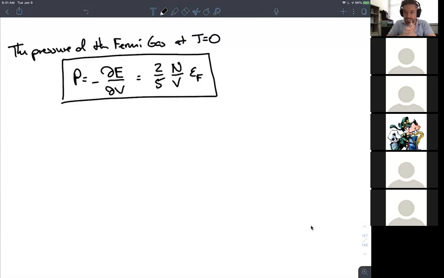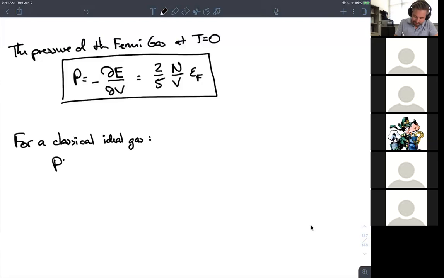Now, think about what that means. Think about the behavior of our classical ideal gas. For a classical ideal gas, we had derived our old buddy, the ideal gas law, PV equals NkT. What the ideal gas law for a classical gas tells you is that at T equals 0, you just plug in T equals 0 here, and you will see that at zero temperature, you get zero pressure.